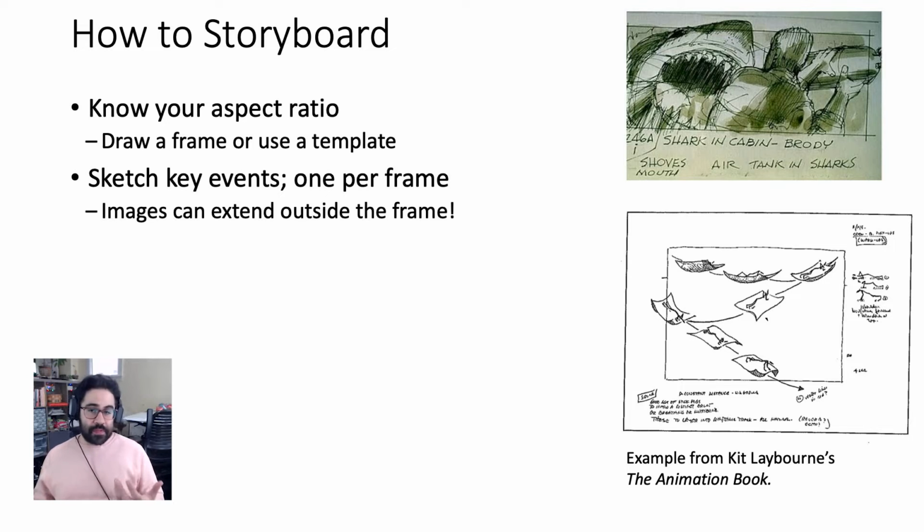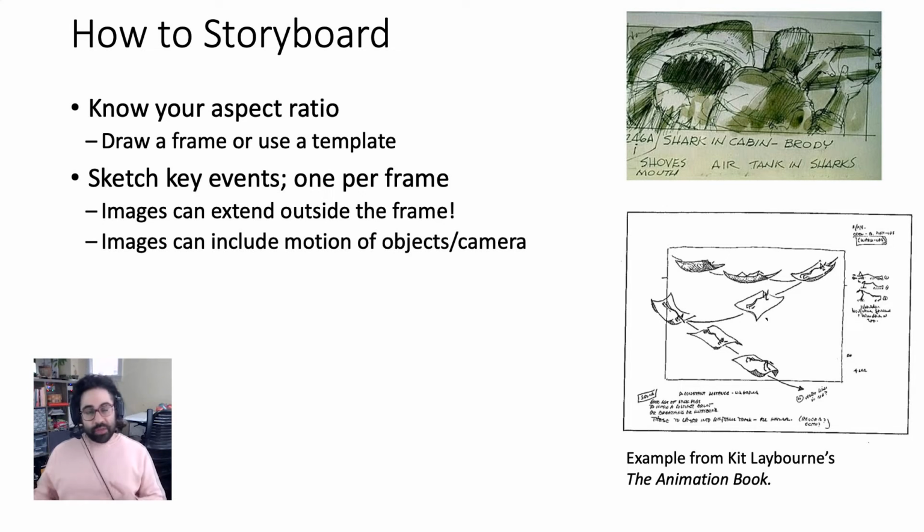Remember that sometimes images need to extend outside the frame. So for example, if you're going to do sort of a panning camera motion, you'll have one part of the image that's coming into the frame as another part is leaving the frame. So make sure that you leave yourself some extra room around the outside of the frame just in case you need to do this. The images for each frame might include motion or suggested motion for objects in the scene or the overall camera. And we can see that here in the example on the right, where we have this flying carpet moving from side to side, going in and out of the frame.